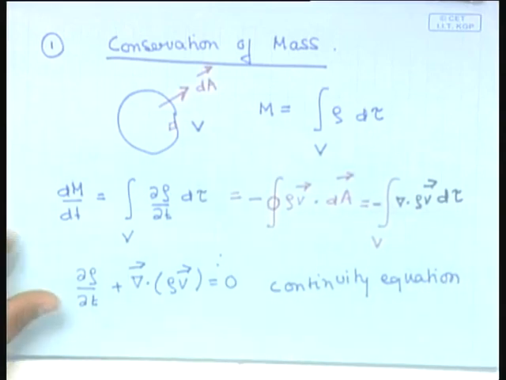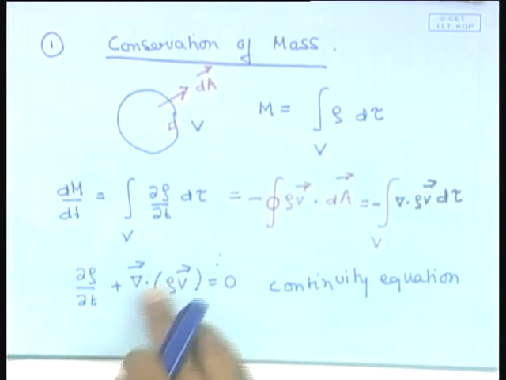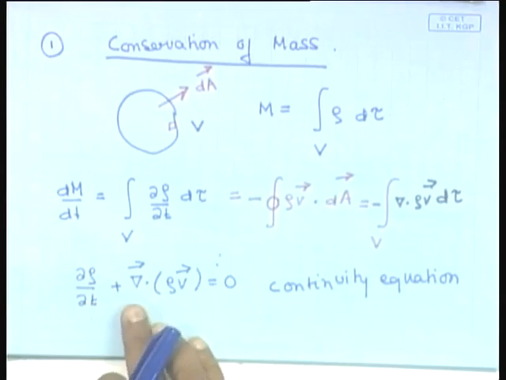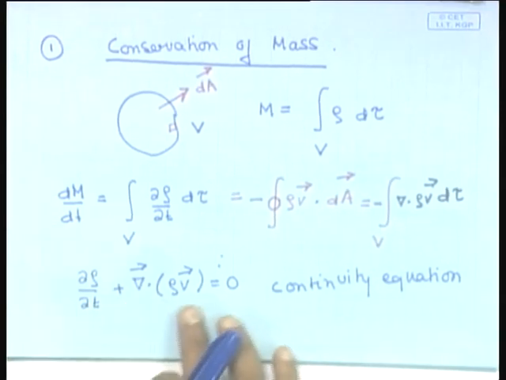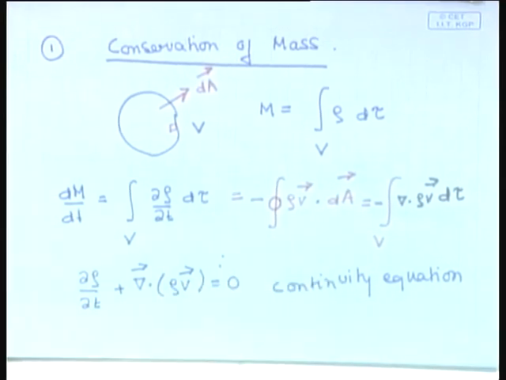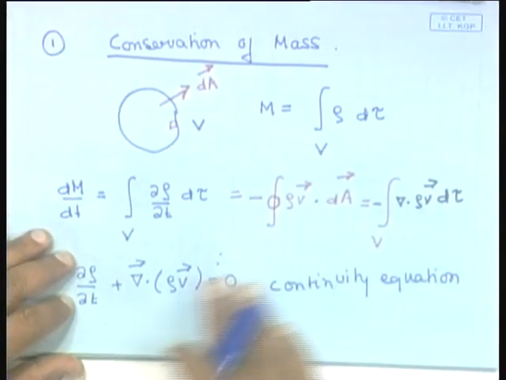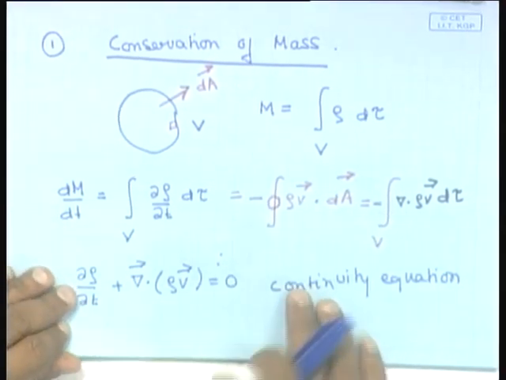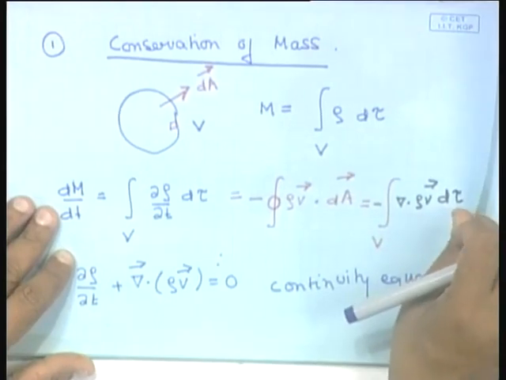And what it tells us is that the mass is locally conserved. I do not create or destroy mass. So, if the mass inside a volume goes down, it must have flown out. If it goes up, it must have flown in. So, del rho del t, the rate of change of density, plus the divergence of the mass current should be equal to 0. This is the mass continuity equation, and it comes from the conservation of mass.